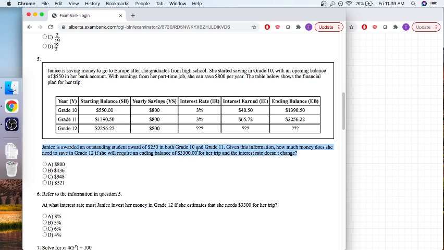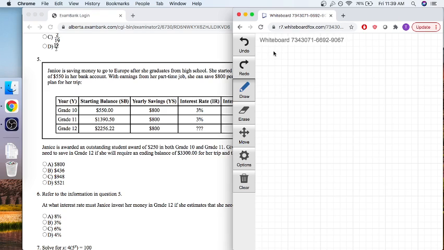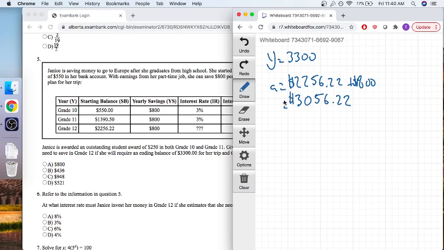So it doesn't really specify if this is new, that she got this $250, or if this is just irrelevant. So I'm just going to do across here. Let's say we want our y to equal 3,300, and then our a is going to equal our initial balance from the previous year plus our additional 800. So it's going to be 2256.22 plus 800. Okay, so it's going to be equal to 3056.22 for our initial balance.